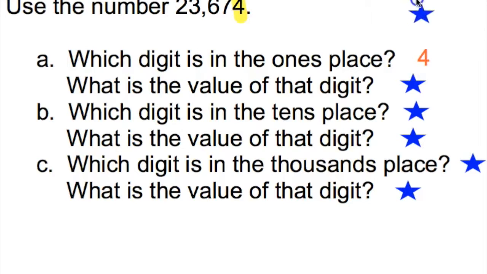Now, what is the value of that digit? Well, yeah, you're exactly right. It's only 4 ones, so that is the value of the digit. Let's check out the tens place. We're looking right here at the tens place. What is that digit? That digit is 7. But when it asks for the value of that digit, it is 70 because that means it's 7 tens.